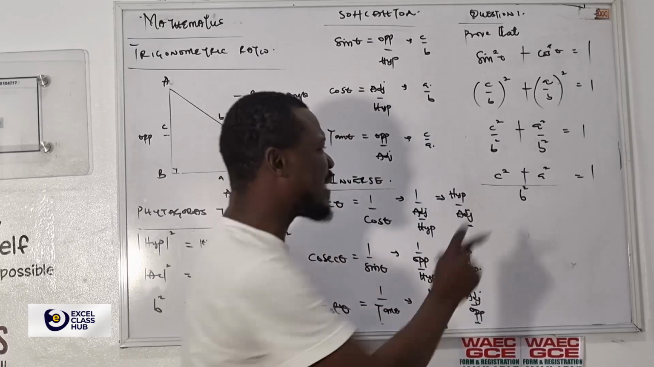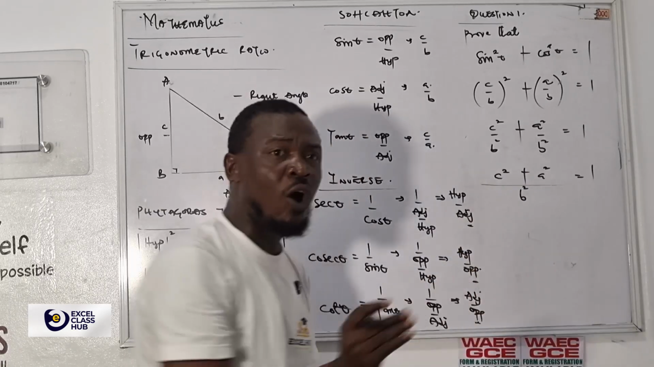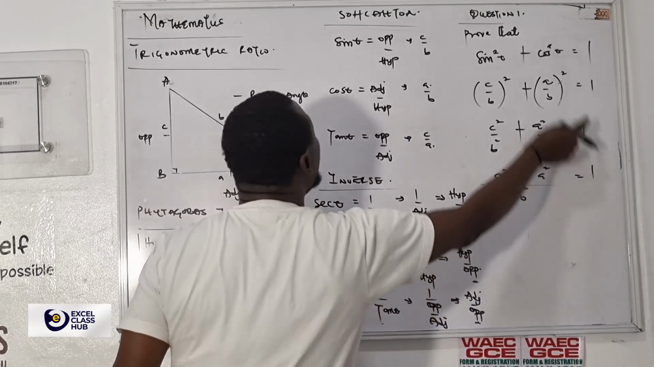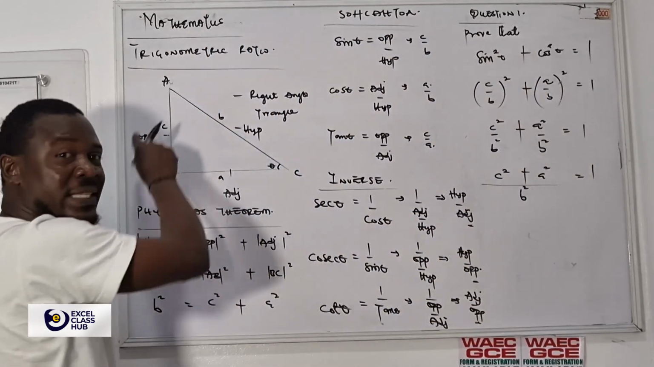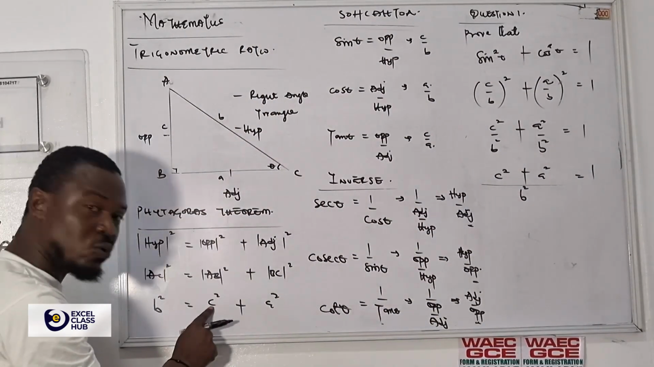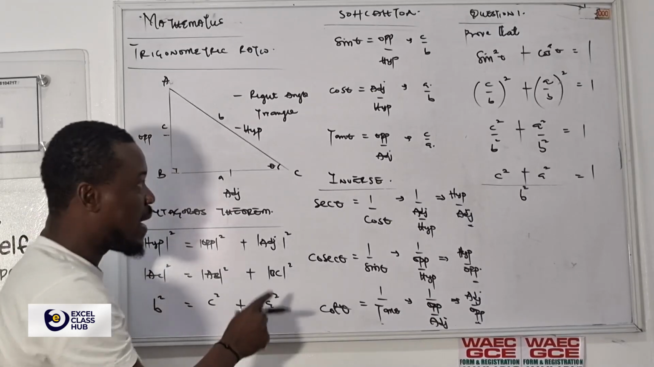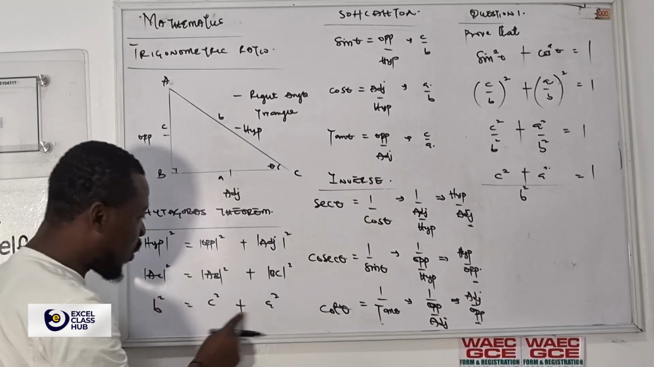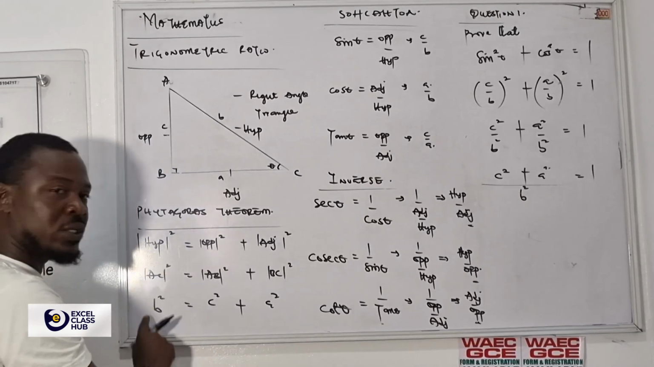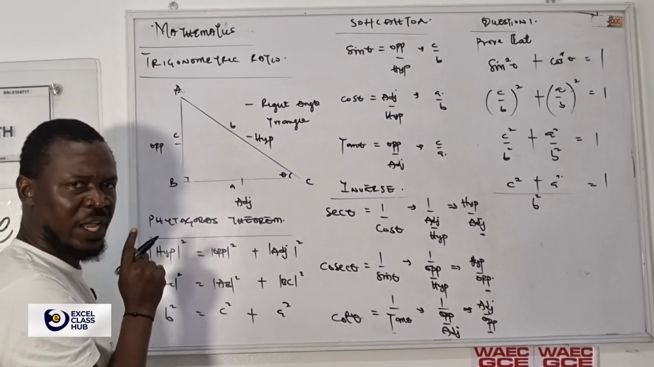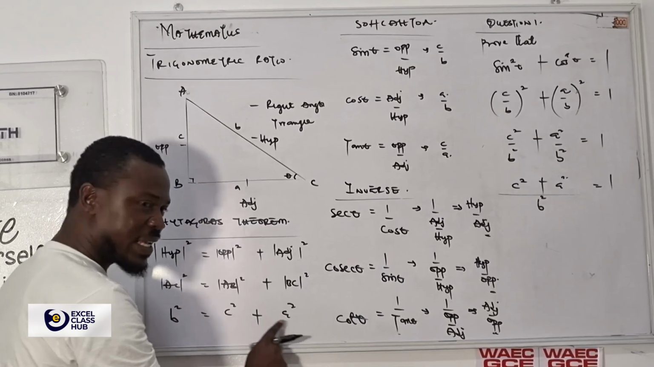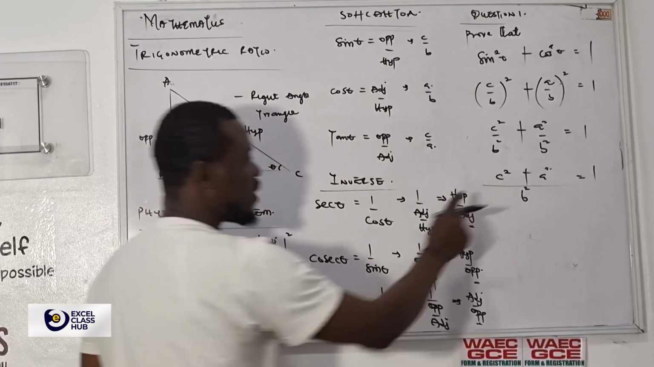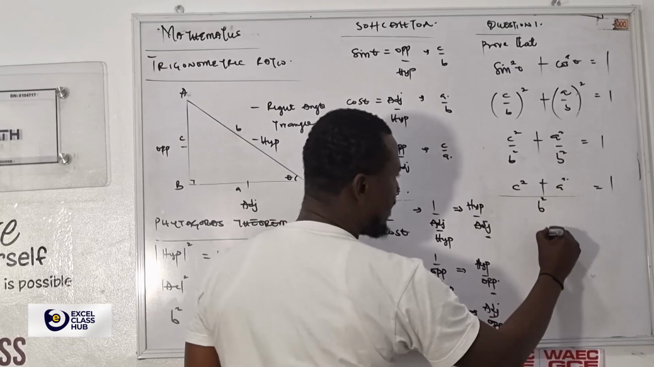So you now flash back that C square plus A square, for you to know that all we have on the marker board is well correct. C square plus A square, you come back to your Pythagoras theorem. This is C square plus A square. And this is C square plus A square. So this C square plus A square is equal to what? B square. Are you with me now? C square plus A square is equal to what? B square. So you now change this C square plus A square back to B square.